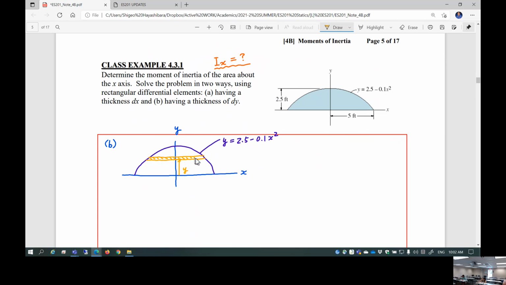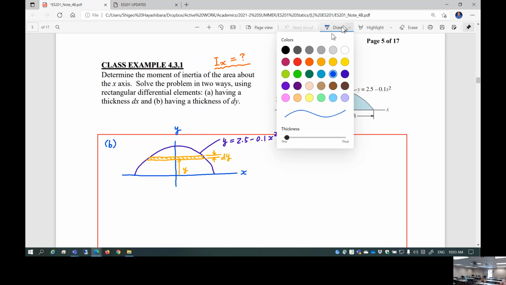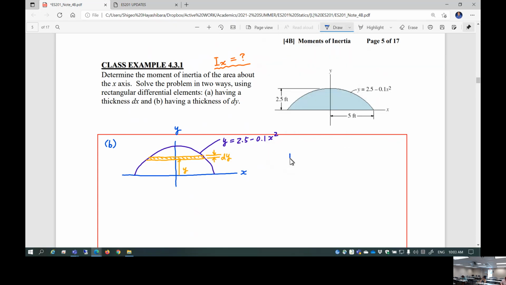This is a very, very thin strip. That is dy. Okay. And then you're going to basically zoom right in. So this is a strip, you just cut it out. This is dy.